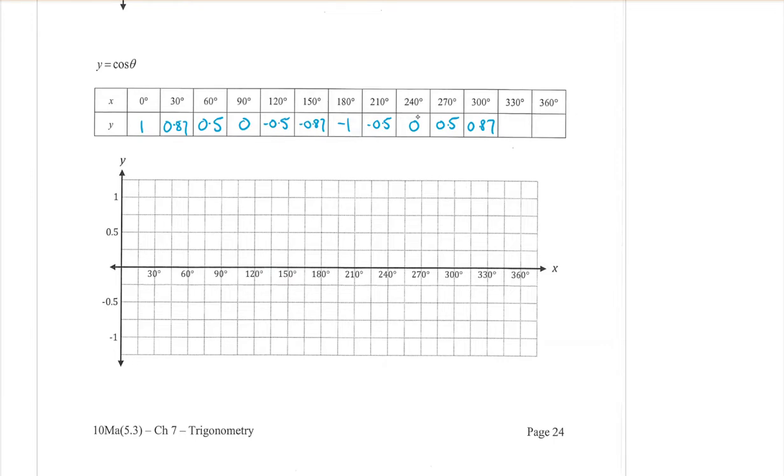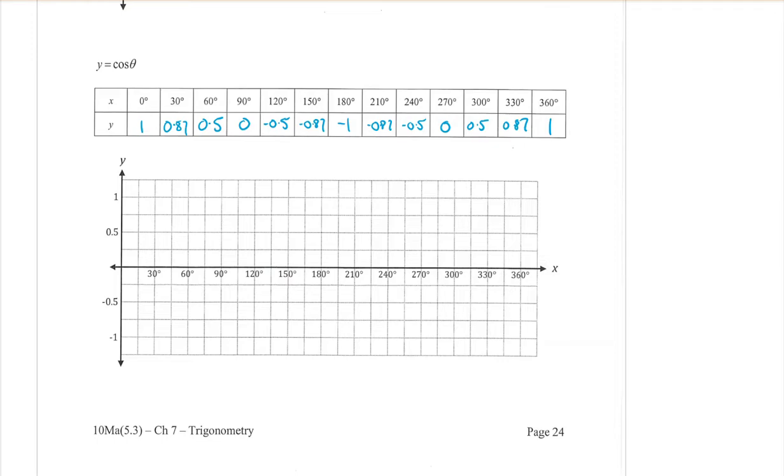Oh, I think I've missed one. Let's go back here for a second. Missed one there. There we go. Okay, so once you've got your table filled in, let's plot it just like we did for the sine graph.